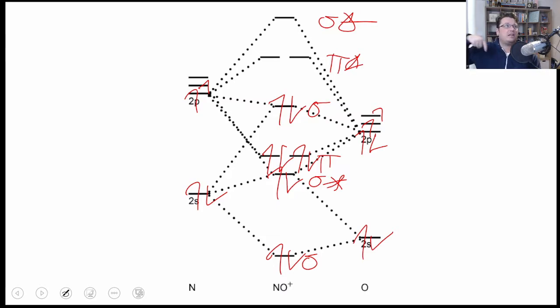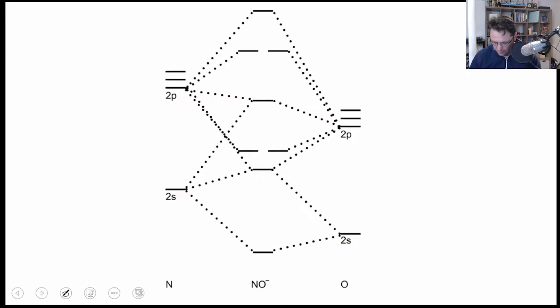Whereas once you start putting any more electrons into that system, you start putting them into antibonding orbitals, and that starts making things less stable, so to say. Right. And so, if we go to NO minus, it's going to be the same thing, right?